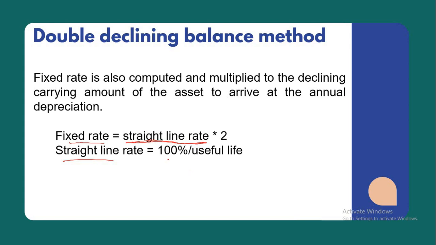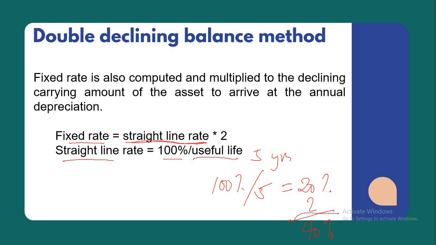Now, how to get the straight line rate? Straight line rate is equals to 100% divided by the useful life. Now, if you have 5 years nga useful life, so that would be 100% divided by 5 years. So your straight line rate is 20%. Now the double declining rate niya is i-times 2 lang nato. So we have 40%. So mo ni imuhang fixed rate ang kaning 40% for a 5 years na useful life.